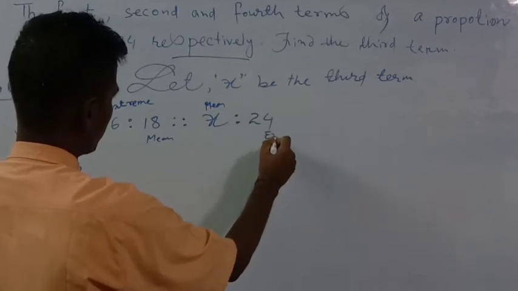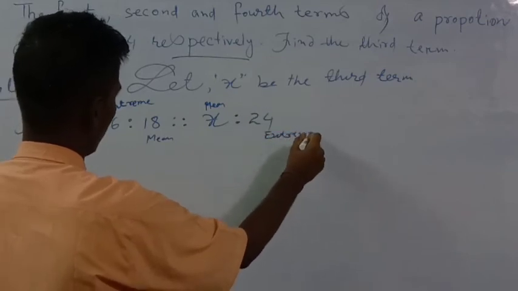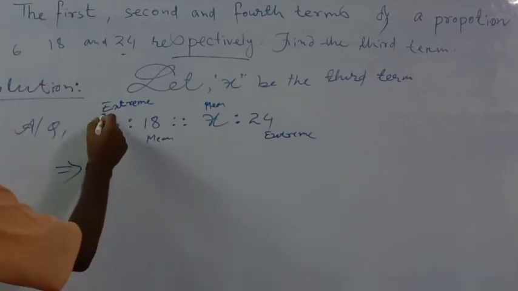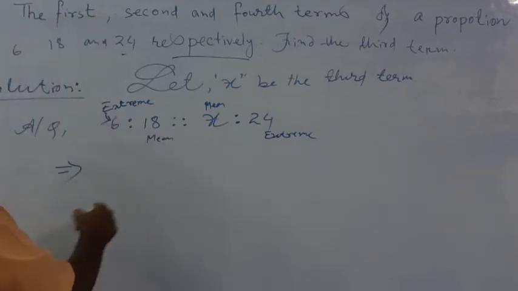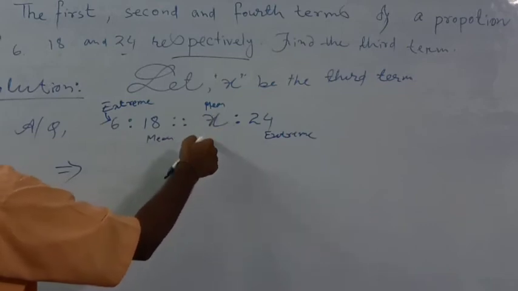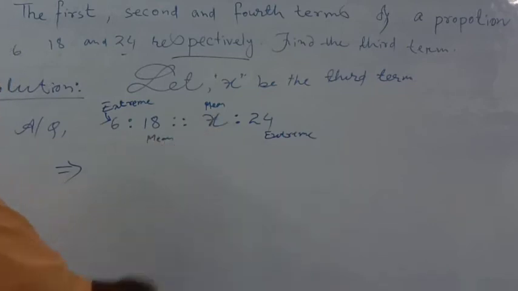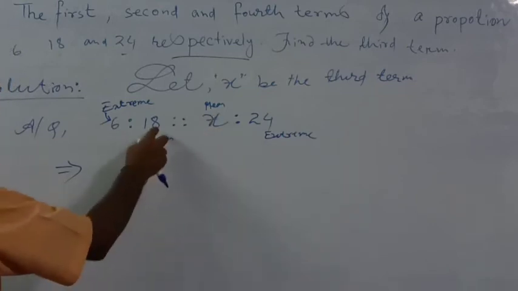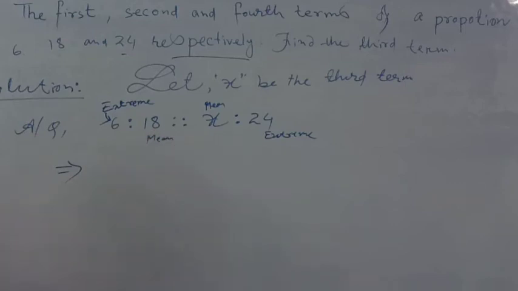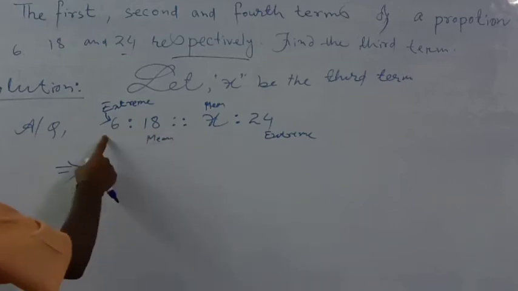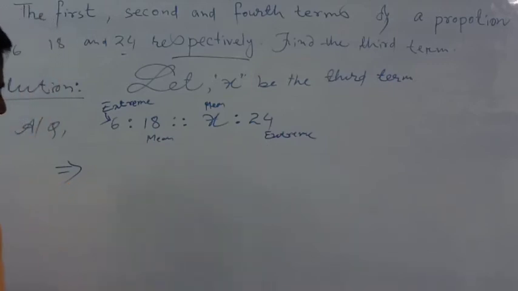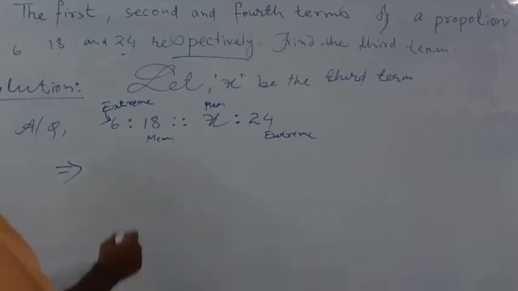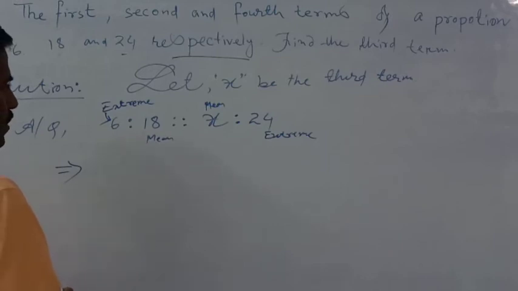24 is an extreme. Getting me? Here 6 is an extreme. Here 18 is a mean, again x is a mean. These two middle terms, the second term and the third term, are called means, and the first term and the fourth term are called extremes. And we have already learned that in a proportion, always extreme into extreme equals mean into mean.